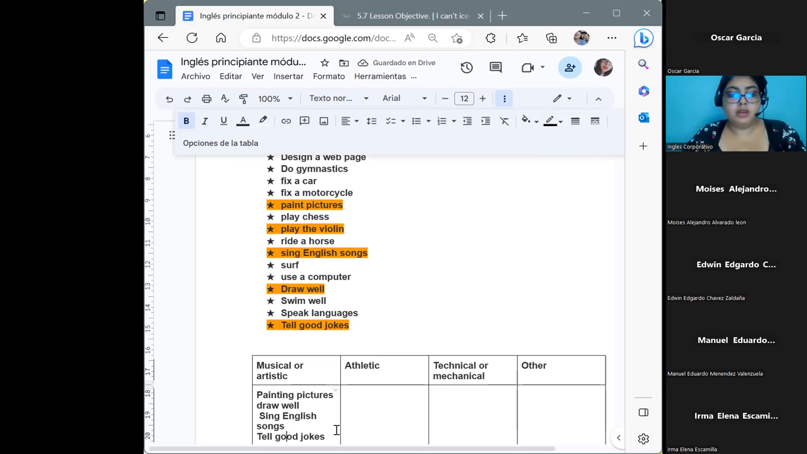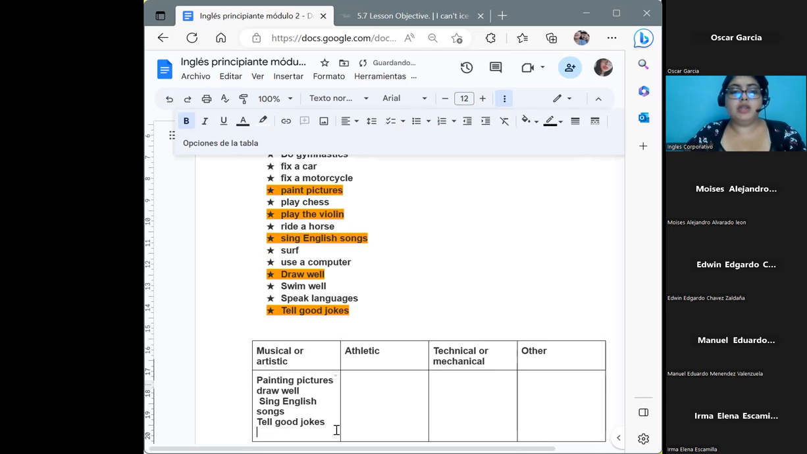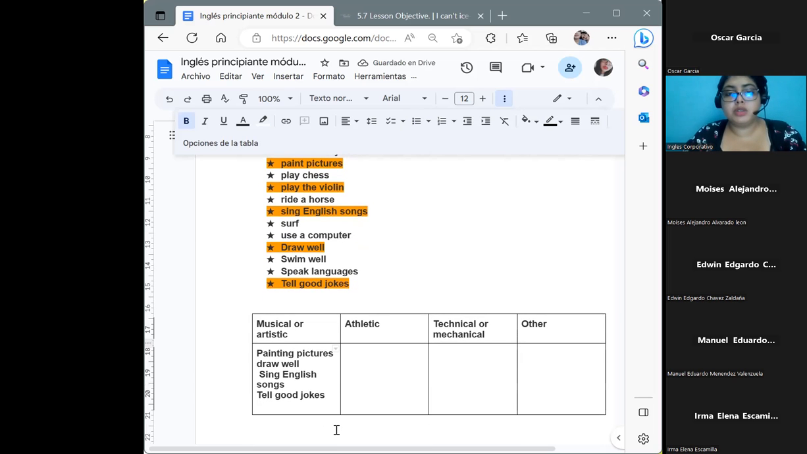Ahora, atlético. En lo atlético, ¿qué entra? Hay alguien que puso gymnastic. Vamos a poner gymnastic en athletic. Swim well. Ah, swim well. Very good. Surf. Surf. Swim well, tenemos también do gymnastics.